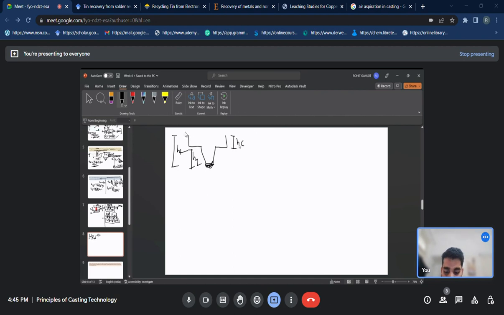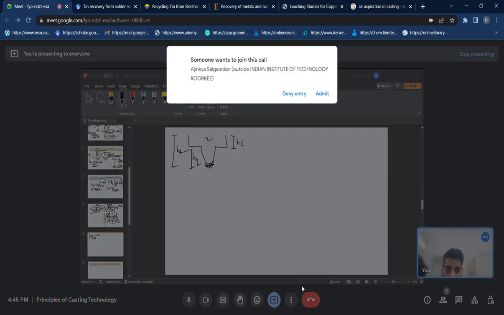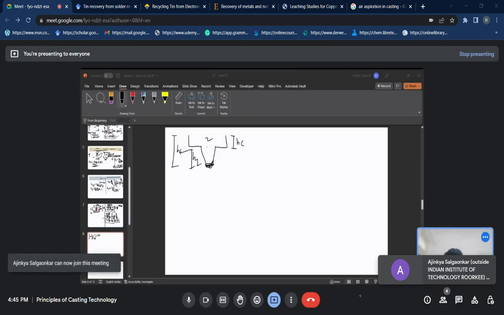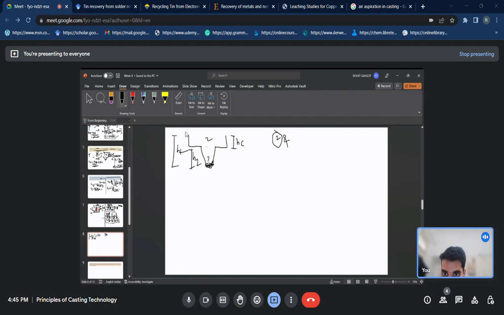Now again, if you apply the Bernoulli equation between point 2 and point 3, where point 3 is at the same location as the previous case, you can write it as H2 plus V2 square by 2G plus P2 by rho G, and this will be equal to H3 plus V3 square by 2G plus P3 by rho G.